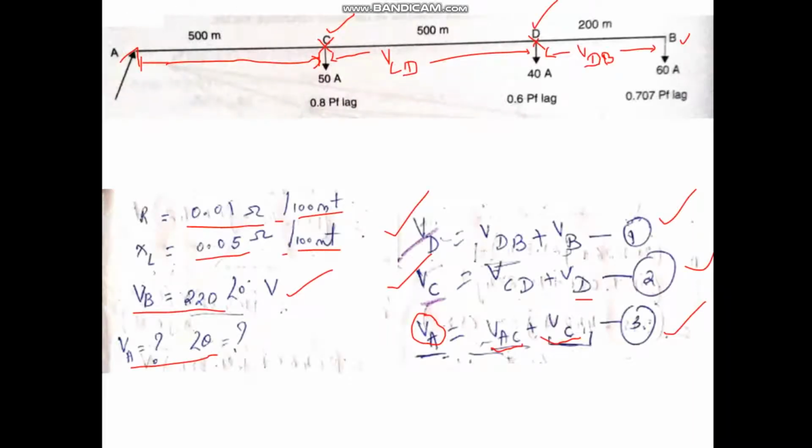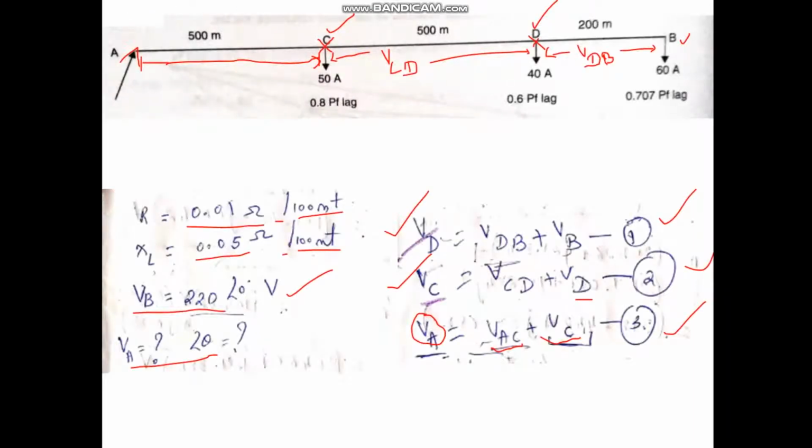Next VD again I don't know. So to find VD, I have to find it. It is again the voltage drop VDB, up till here, plus VB. This is my equation 1. Now I have to solve equation 1, 2 and 3. So starting with solving equation 1.